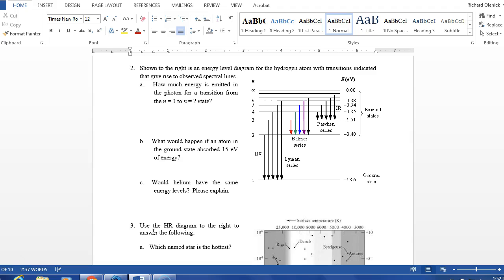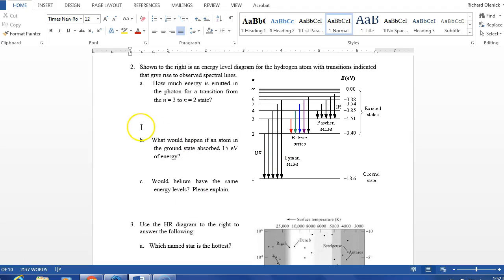Okay. Shown to the right is an energy level diagram. How much energy is emitted in the photon for the transition from the 3 to the 2 state? Well, we have to take 3.4 and subtract 1.51 from it. So that would be 3.4 minus 1.51, and that's going to give us about 1.89, I believe. And the energy units are electron volts.